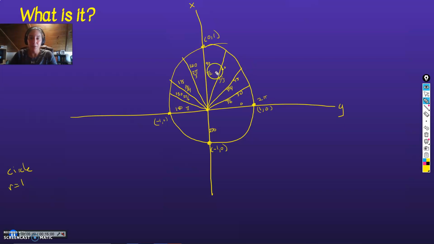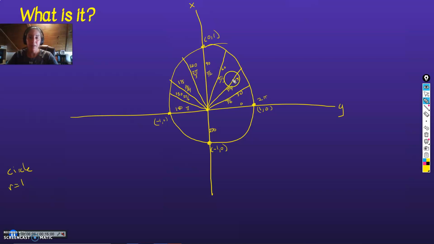This is pi over 4, 1 pi over 4, 2 pi over 4, 3 pi over 4, 4 pi over 4, 5 pi over 4, 6 pi over 4, 7 pi over 4, 8 pi over 4, which reduces down to 2 pi. So all we're doing all the way around is counting by sixths or by fourths. That's it. All you have to do is count all the way around.